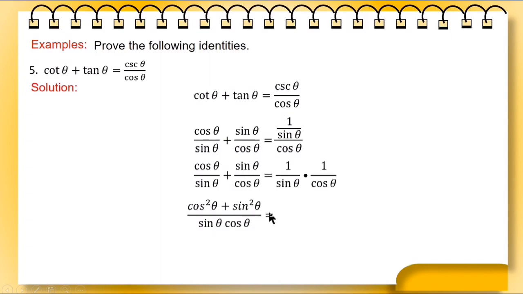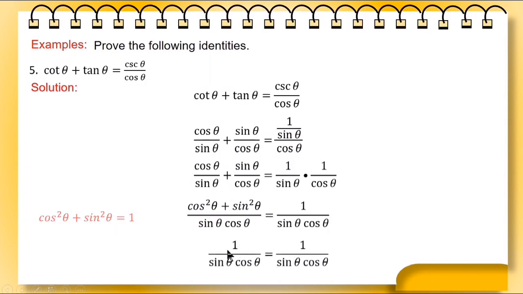Equals 1 over sine theta times cosine theta. 1 times 1 is 1, and sine theta times cosine theta is sine theta times cosine theta. Again, recall that cosine squared theta plus sine squared theta is equal to 1. Pythagorean identities. So here, this is equal to 1. Hence, both sides are equal.